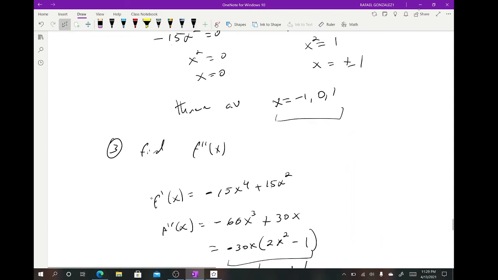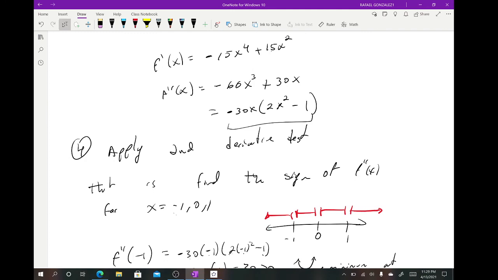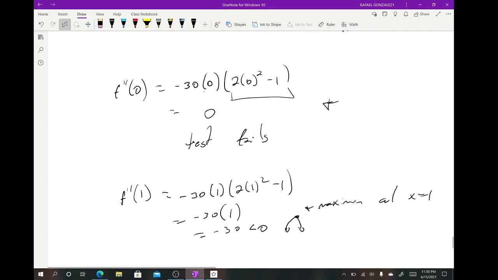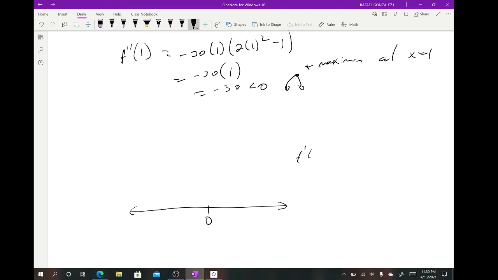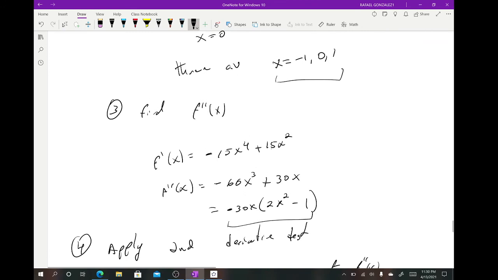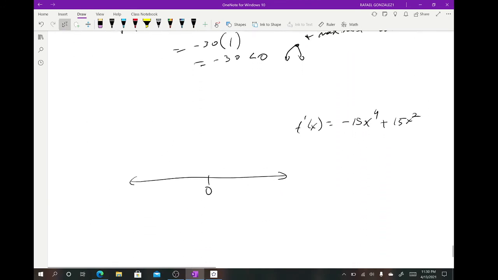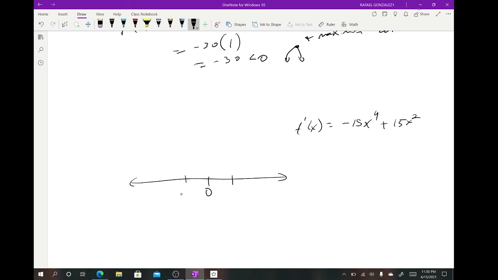So if we go back, the first derivative was negative 15x to the 4th plus 15x squared. Let me write it down here. First derivative was negative 15x to the 4th plus, I believe it was 15x squared. Let me just double check. Yeah, plus 15x squared. If I pick a point to the left and right side of 0, and I'm going to pick exactly -1 and 1, that's perfectly fine, then this is what I will get.